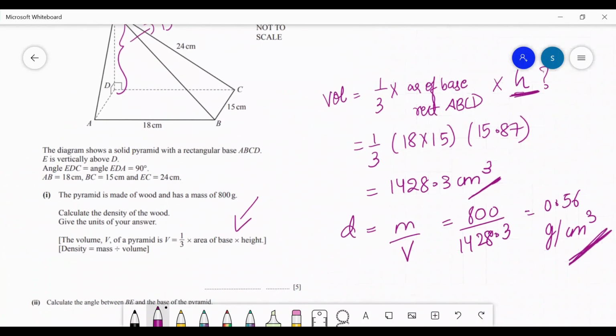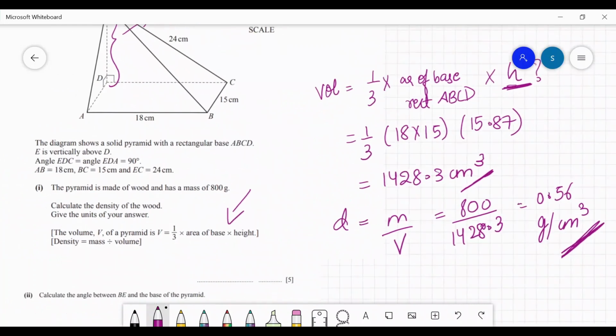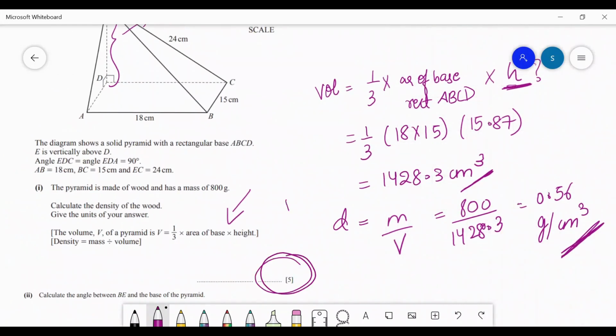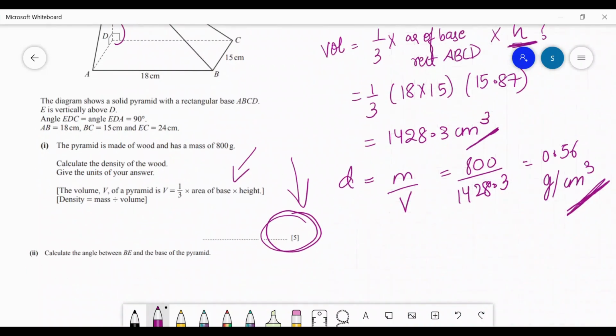That's the density of this shape. If you notice, it's a 5-mark question, guys. So make sure you write your answer in proper steps. Do not use shortcuts or skip calculations. Do not miss showing the calculations, because your teachers are going to grade you based on those.